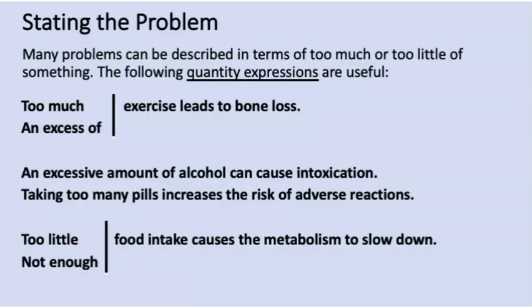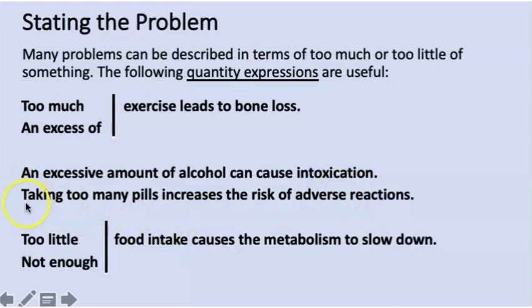Now we can analyze the language used in the paragraph. Let's start with the problem statement. While stating the problem, we can use some quantity expressions. For example, we can use too much or an excess of. They both have the same meaning. Excess is a noun, an excess of exercise, another noun here. And it's an uncountable noun, therefore we used much here. We can also use the adjective form of excess, excessive. An excessive amount of something can do something else.